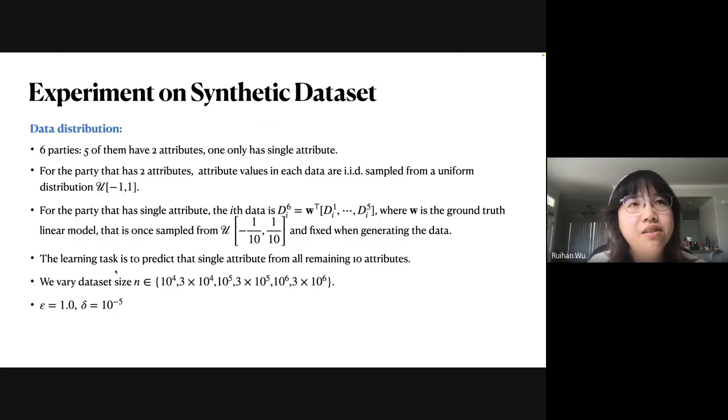We will vary different sizes of data set, and I will show the result for this privacy parameter setting, epsilon equals 1 and delta equals 10^-5. And in our paper, we do more epsilon values.